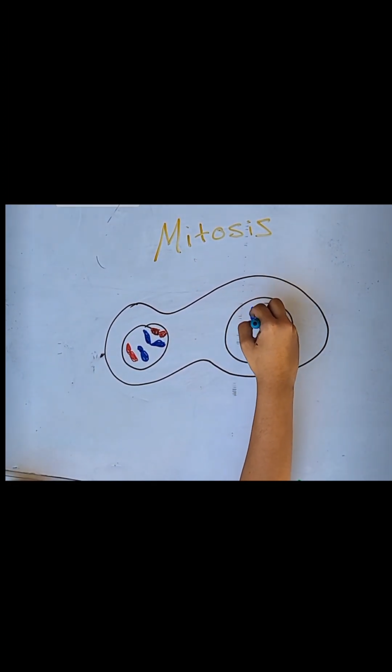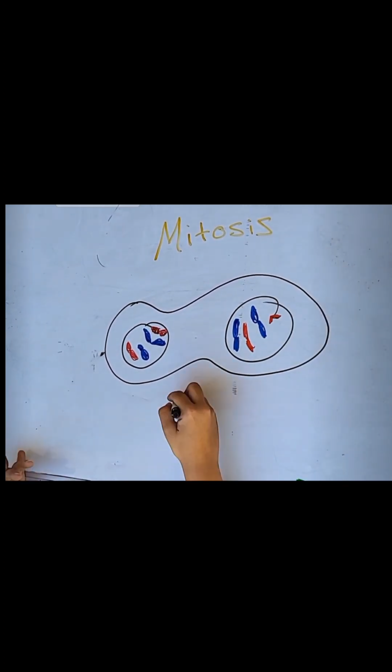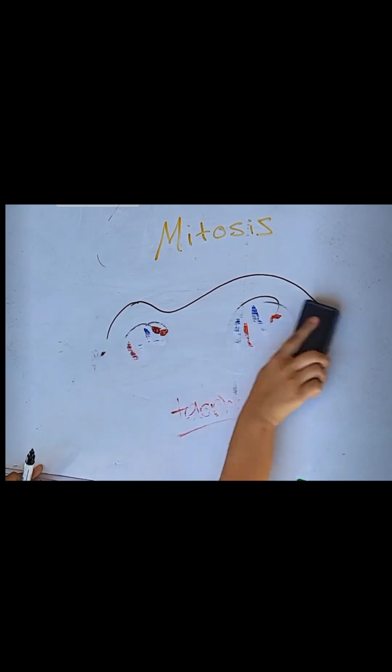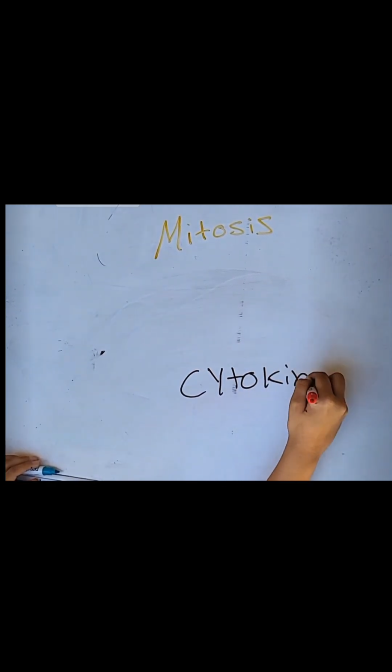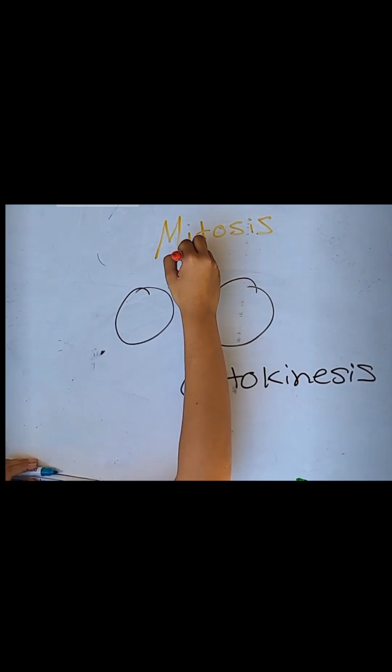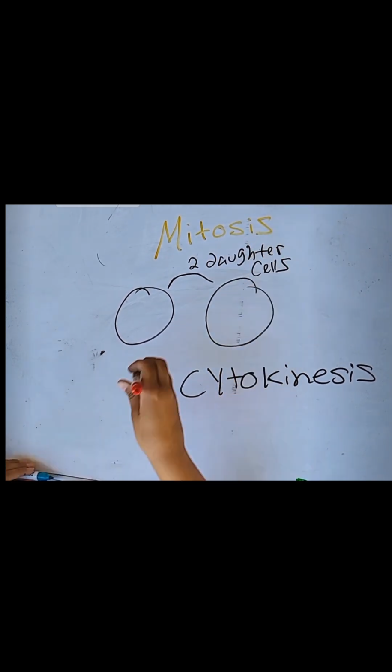Then the last one is cytokinesis, where the cytoplasm pinches to form two identical sister cells, daughter cells, with the same amount of DNA. Both cells are daughter cells. This is mitosis.